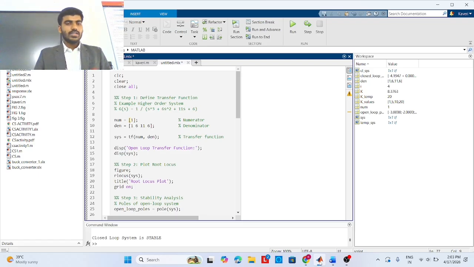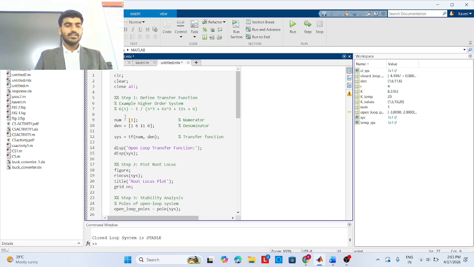So, hello everyone. In this experiment, I have implemented root locus analysis using MATLAB. The aim is to study pole movement, system stability, and the effect of gain on system response. Step one: define the transfer function.